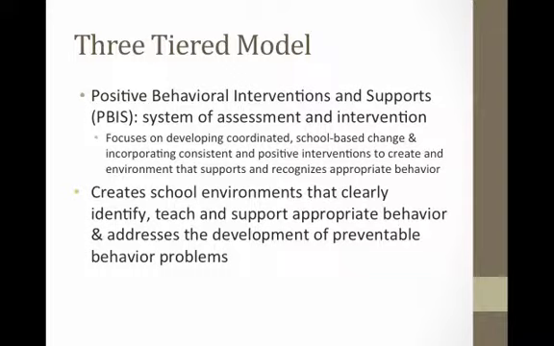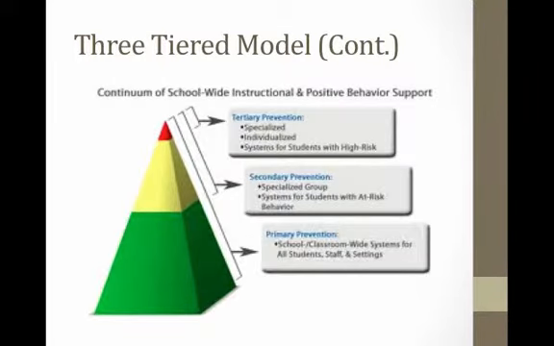The 3-tiered model is a positive behavioral interventions and support system, which assesses and intervenes. It focuses on developing coordinated school-based change and incorporating consistent and positive interventions to create an environment that supports and recognizes appropriate behavior. This creates school environments that clearly identify, teach, and support appropriate behavior and addresses the development of preventable behavior problems. And then this is just an example of the 3-tiered model.